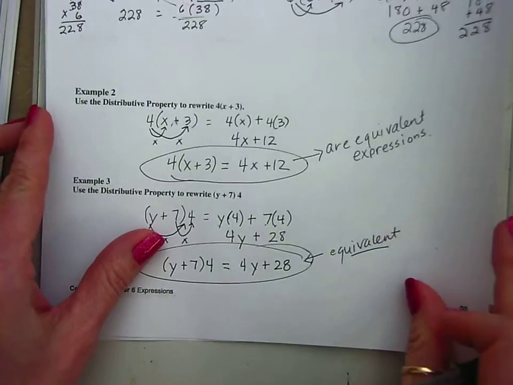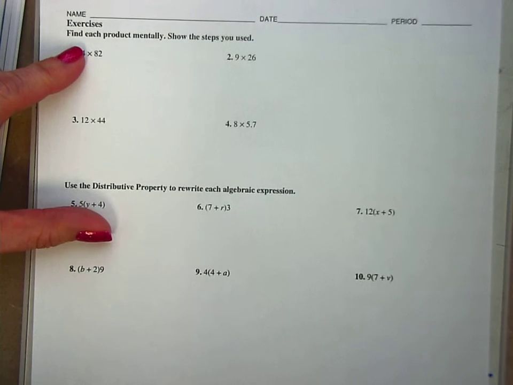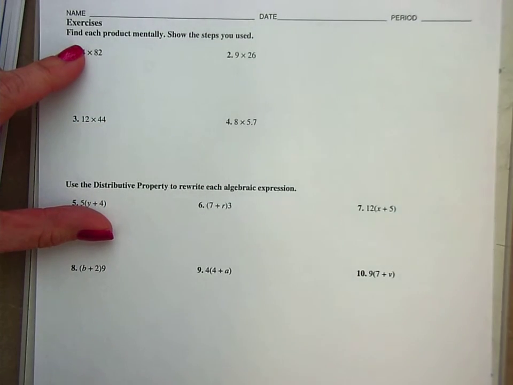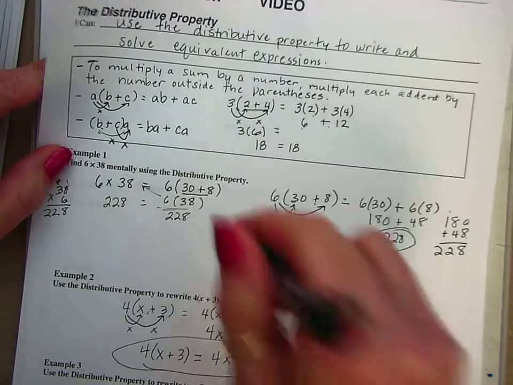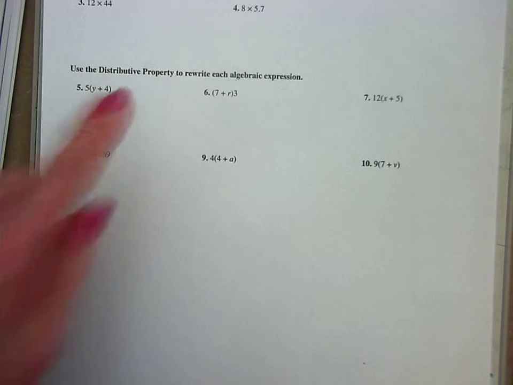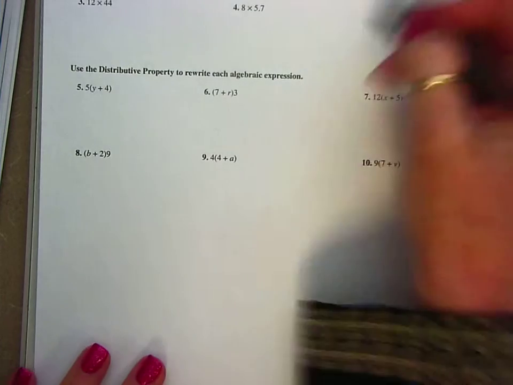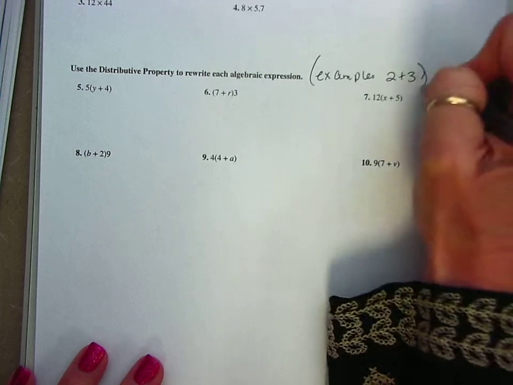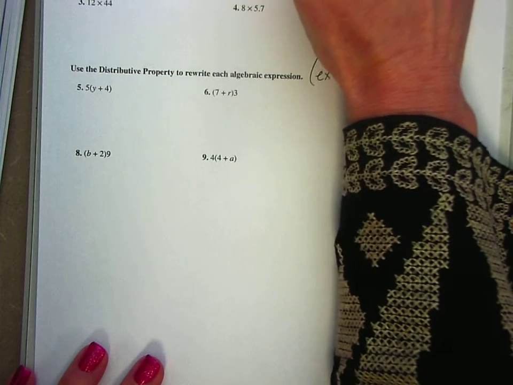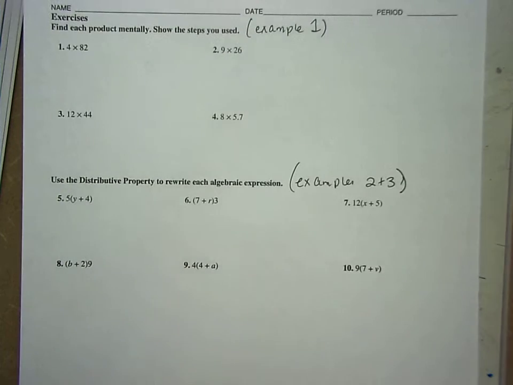All right, you have some problems to do on the back. Let's take a look here. You're going to find each product mentally, show the steps you need. So back here, for the first 4, you're going to use this method. And then use the distributive property to rewrite each algebraic expression, looking at examples 2 and 3 to help you with those. And up here, example 1. All right, guys, good luck. Do your work. Come back, get a key, check it for accuracy.